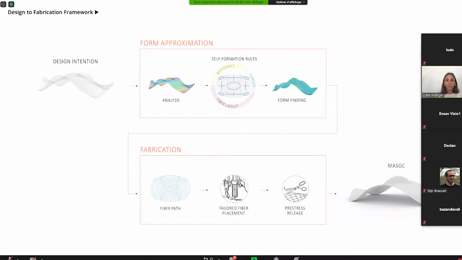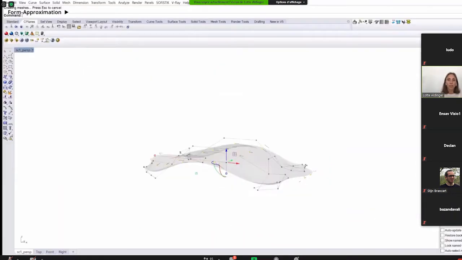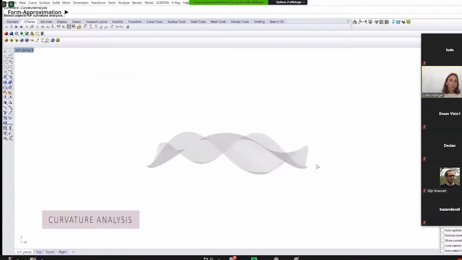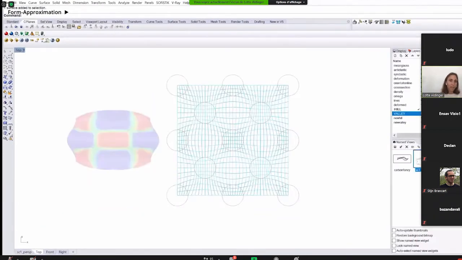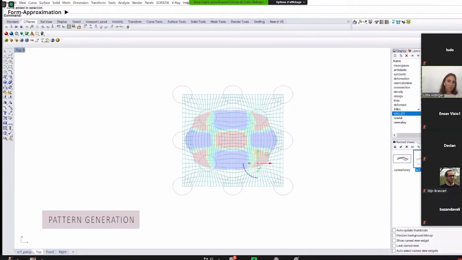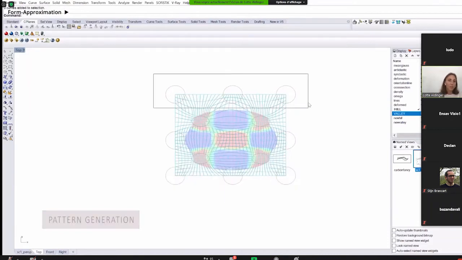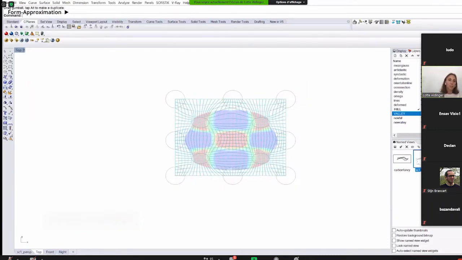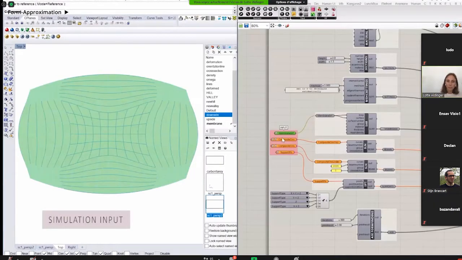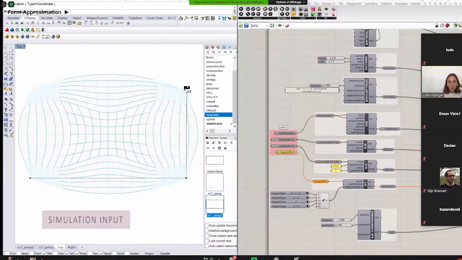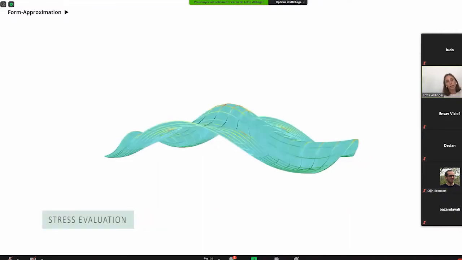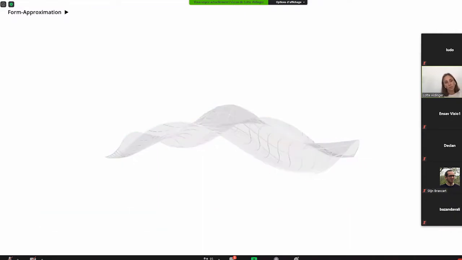So then these insights were all integrated into a design to fabrication process, where we start from a target surface, we analyze its curvature, and then we adapt the grid manually, but based on the self-forming rules that we have discovered. And then we feed it to Sofistik through our Grasshopper Sofistik interface, and we evaluate the outcome, and we have to iterate a couple of times until we reach the desired shape, which we then can feed the information to the fabrication.